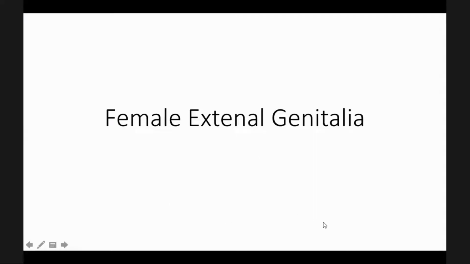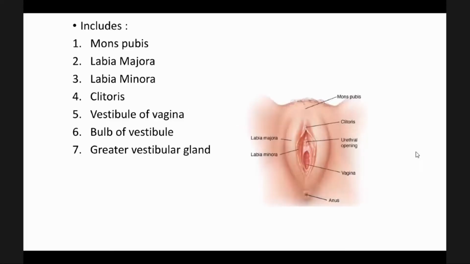Okay, now we will be studying about the genitalia, the part of the lower reproductive tract. It includes mons pubis, labia majora, labia minora, clitoris, vestibule of vagina, bulb of vestibule, and greater vestibular gland. Now you will be seeing all these structures in detail. And next, what you study over here is the openings that are related to the external genitalia.